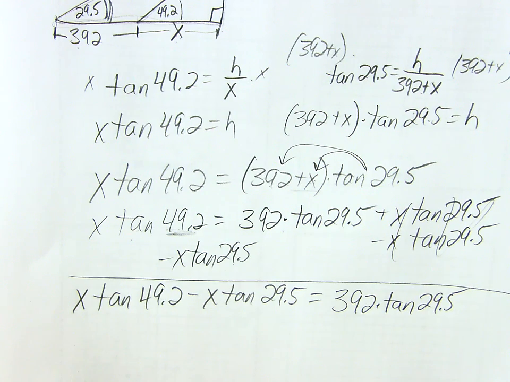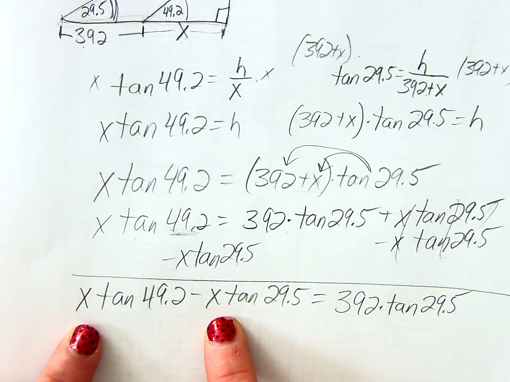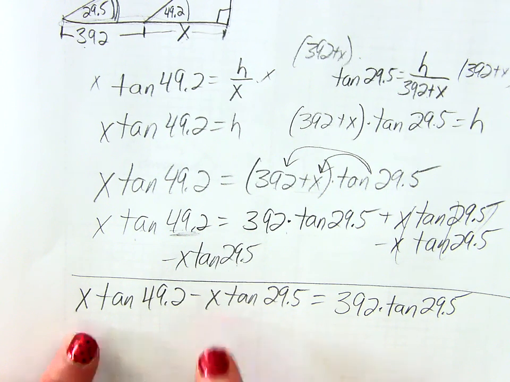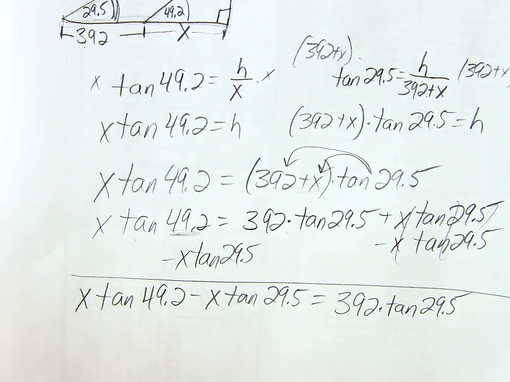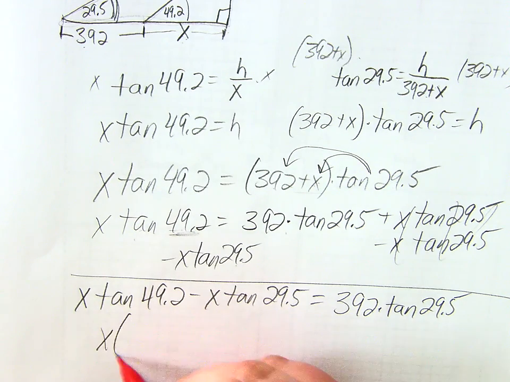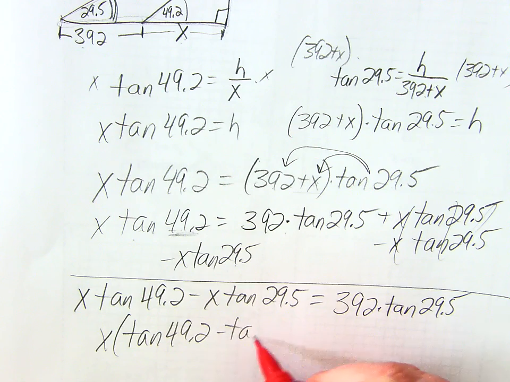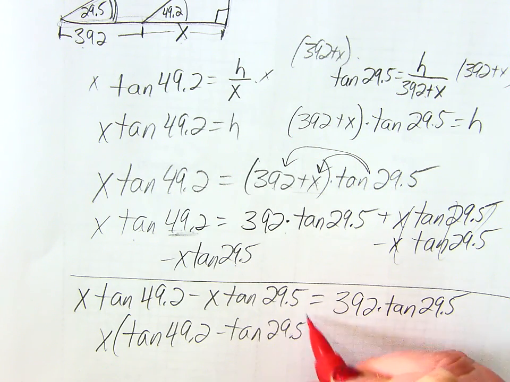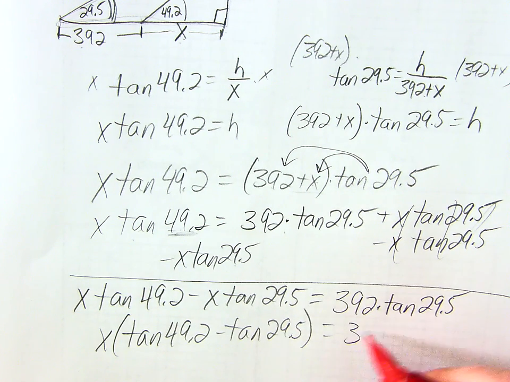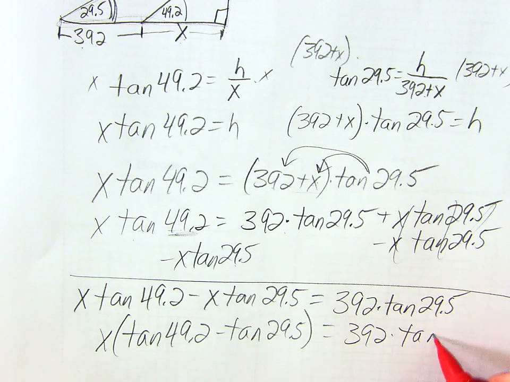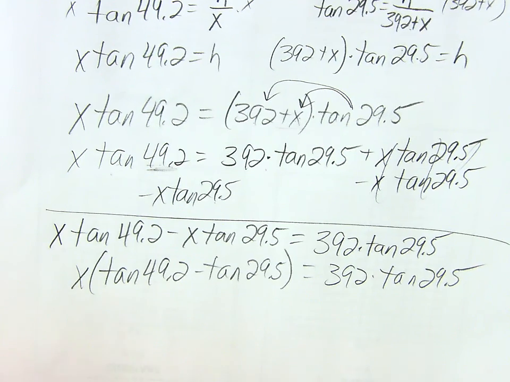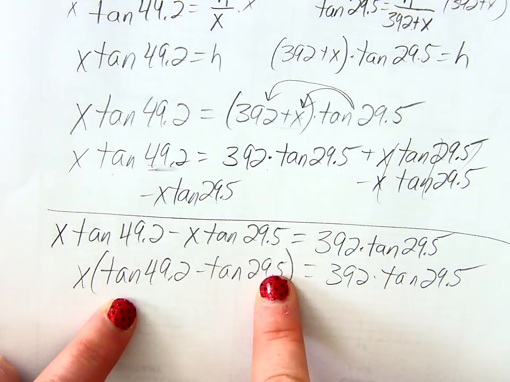I'm getting closer though. Now the x's are both together on the left-hand side, so now I'm able to factor an x out. Exactly. So take that x out, now you're left with these guys. And then this whole thing, 392 tan 29.5. And then I'm so close, all I have to do now is divide both sides by that parenthesis.